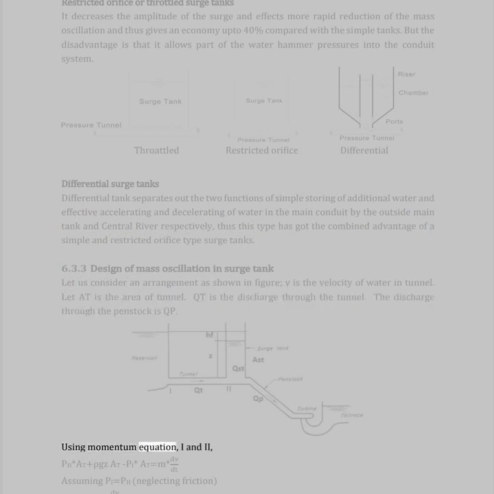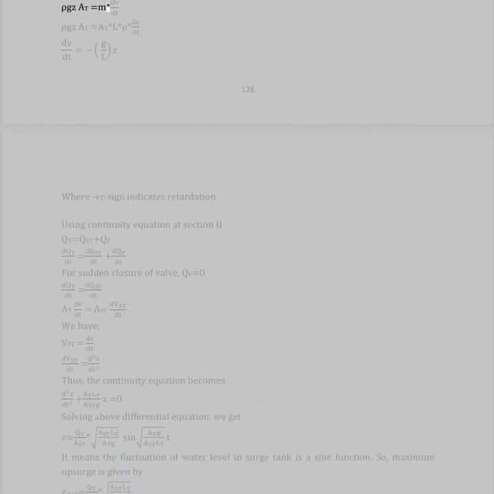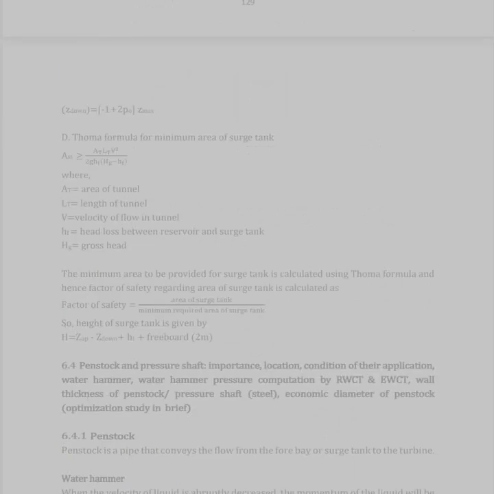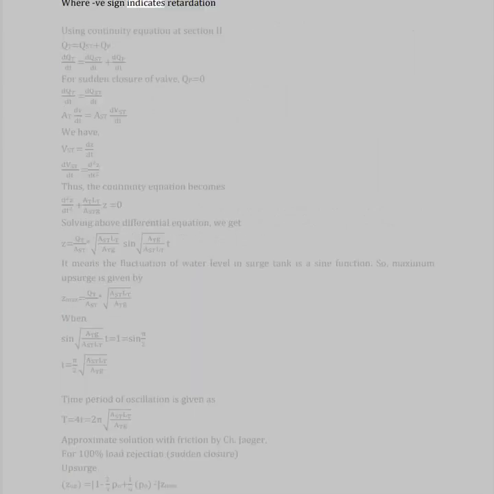Using the momentum equation between sections 1 and 2, pH A + ρgZA = m a, assuming pi equals pH and neglecting friction, ρgZA = m a = A L ρ dV/dt, so dV/dt = -gZ/L, where the negative sign indicates retardation.